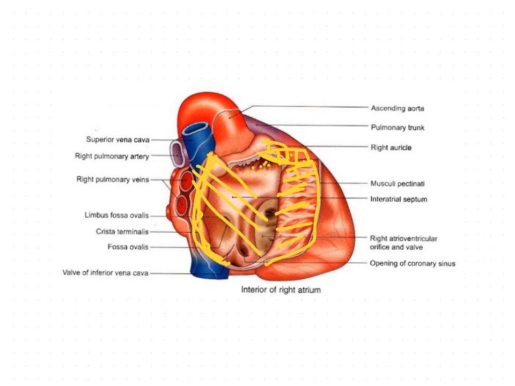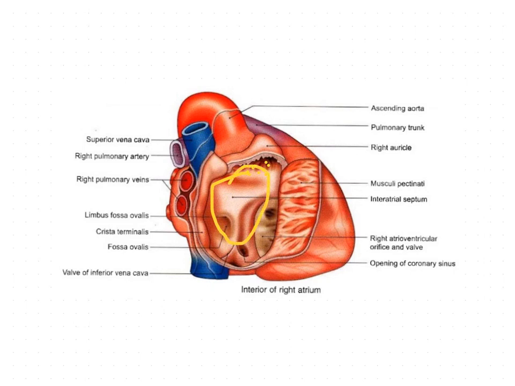Now, the next part of the internal features of the right atrium is the septal wall. I have mentioned that the posterior wall is mainly formed by the interatrial septum. Developmentally, this part is derived from the septum primum and septum secundum.